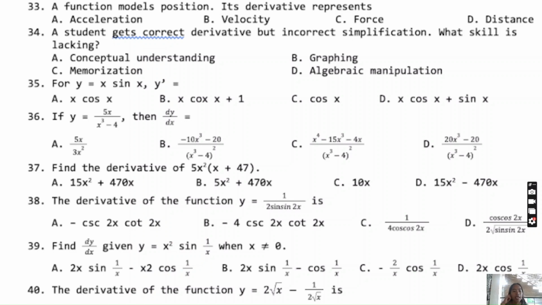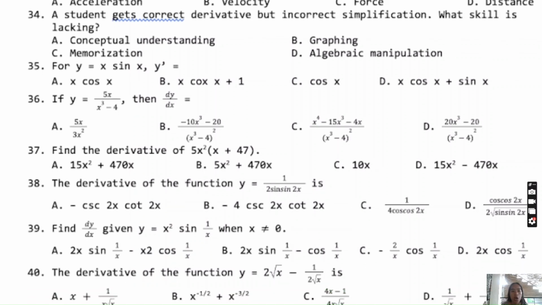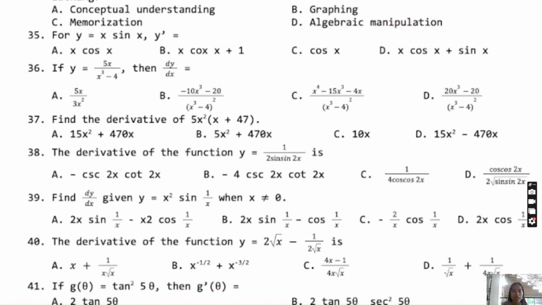So we are now in item 34. A student gets correct derivative but incorrect simplification. What skill is lacking? The answer is algebraic manipulation, letter D. Because the student understands differentiation but struggles with simplifying expressions. This indicates weakness in algebraic skills such as algebraic manipulation. That's why the answer is letter D.